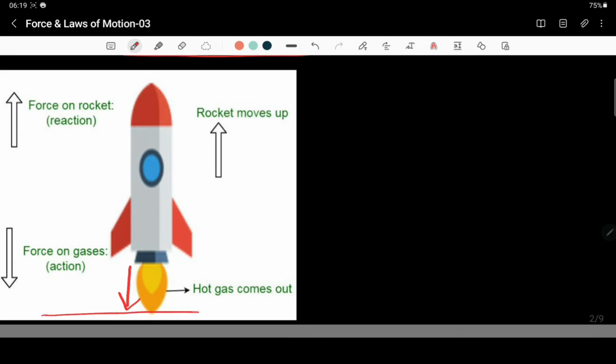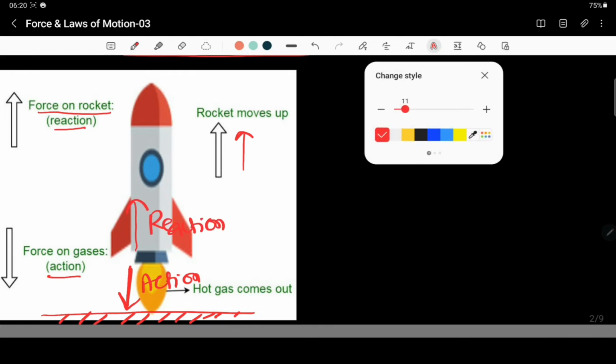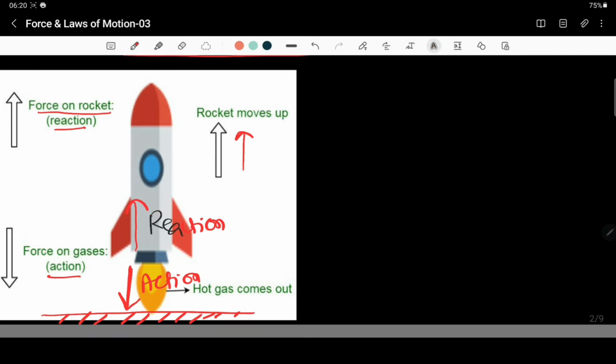For example, this is the ground level. So these gases will apply some force on the ground. So that is what action is. And how about reaction? The rocket will move up. The force on the rocket, the rocket is going to move up, no? So that is a reaction. Whatever I have shown downwards is action, and whatever I am showing above is reaction. Already it is written there, but still you get to know about that. So what is the meaning of action and reaction?